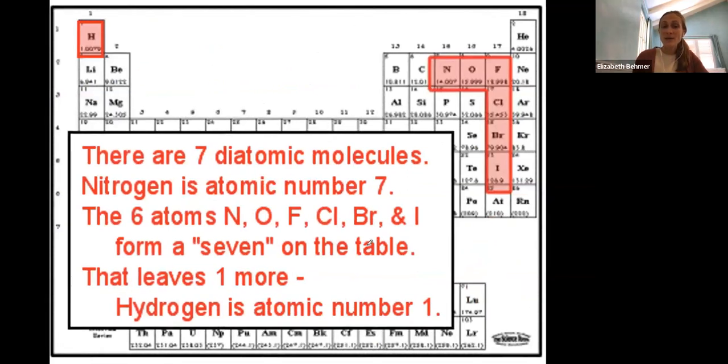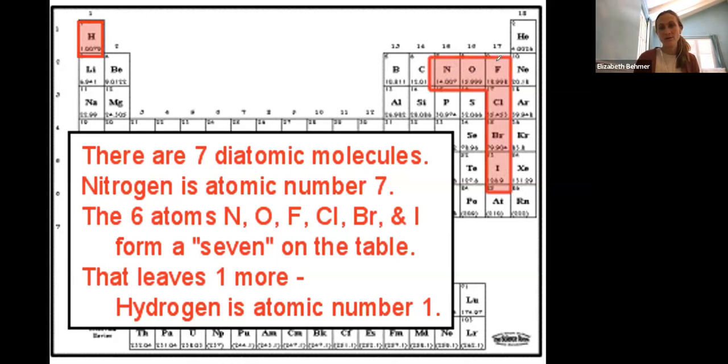There are 7 diatomic molecules, and they are all highlighted here for you. Nitrogen is atomic number 7, and then the 6 atoms, nitrogen, oxygen, fluorine, chlorine, bromine, and iodine form a 7 on the table, and that leaves 1 more, and hydrogen is atomic number 1. So this is a little easy way to remember these diatomic elements listed in the periodic table. They form another number 7, and then we see hydrogen over here. So we have the 6, nitrogen, oxygen, fluorine, chlorine, bromine, and iodine.